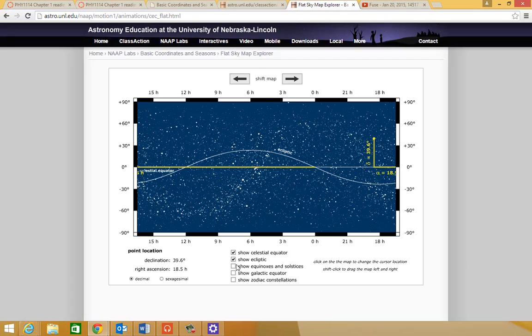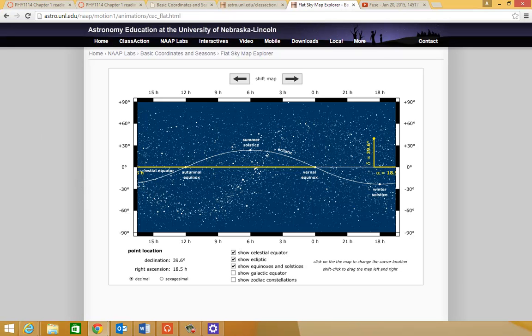And again, you can click on the equinoxes and solstices to get more information. The intersection points are the equinoxes. The vernal equinox is where the ecliptic goes from being south of the celestial equator to north of the celestial equator. The autumnal equinox is where the ecliptic goes from being north of the celestial equator to south of the celestial equator. That hopefully should help you answer questions 3 and 4.